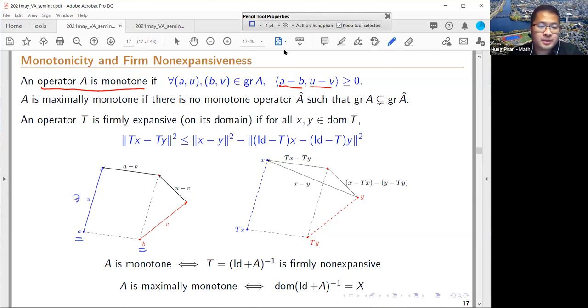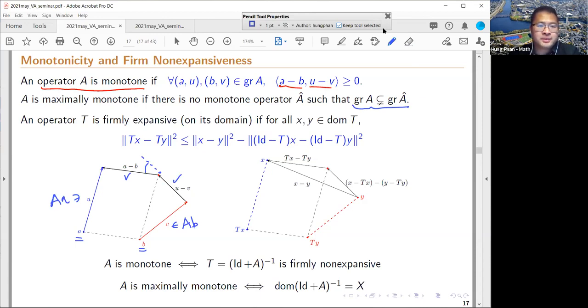U is in A(a), and V is in A(b). And the difference between A and B is this vector. The difference between U and V is this vector, and the inner product being greater than 0 means that the angle created by these two, sorry, it's not this angle. That is this angle, right? Will be less than 90 degrees. And A is maximally monotone if there is no monotone operator A hat that satisfies this property that strictly includes the graph of A.